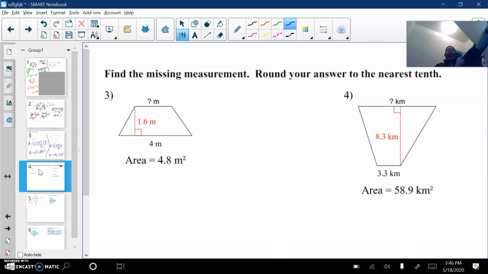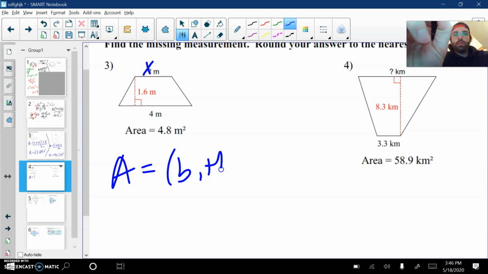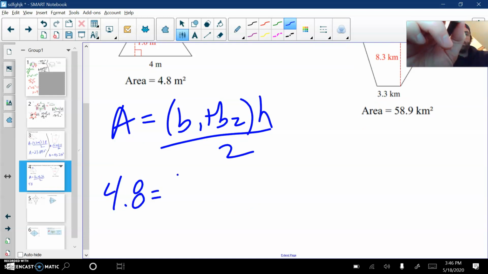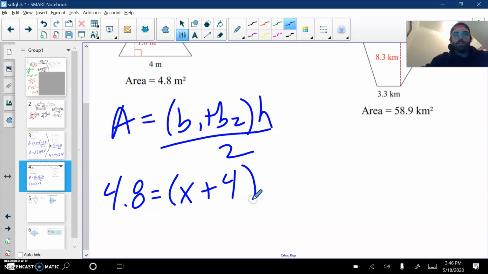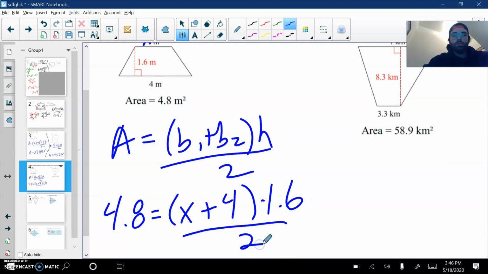All right, these two ask us to work backwards. So I know the area, and I'm going to call the missing base x. Area equals base 1 plus base 2 times height all over 2. So my area is 4.8 equals base 1, which I don't know, so I'll call that x, plus 4, times 1.6 all over 2.